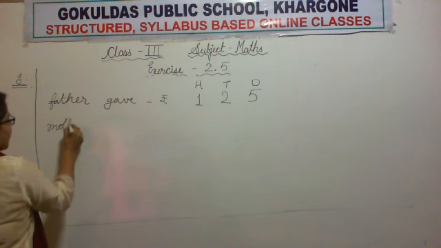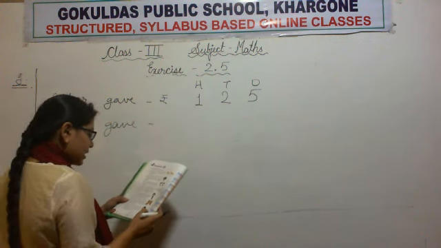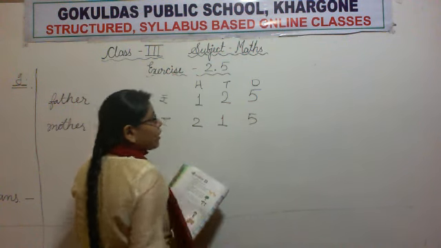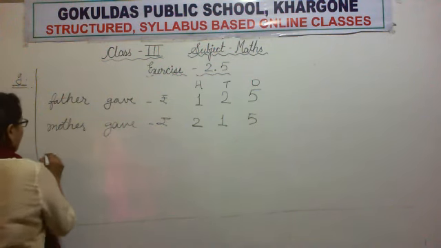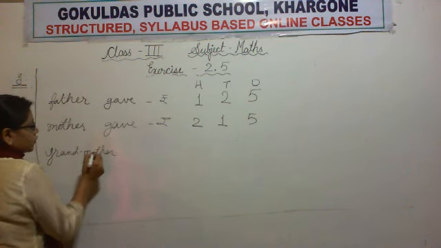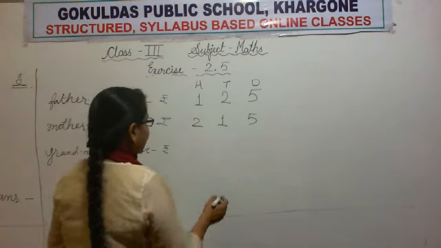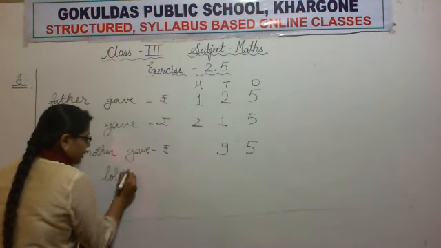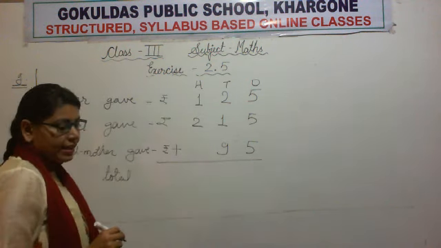Now we are writing the money given by mother. So mother gave how much? Rupees 215. Again we will write hundreds below hundreds, tens below tens and ones below ones. Now one more person is there, grandmother. How much did she give? Rupees 95. She gave 95 rupees. Now we have to find the total money. So let's add them all.